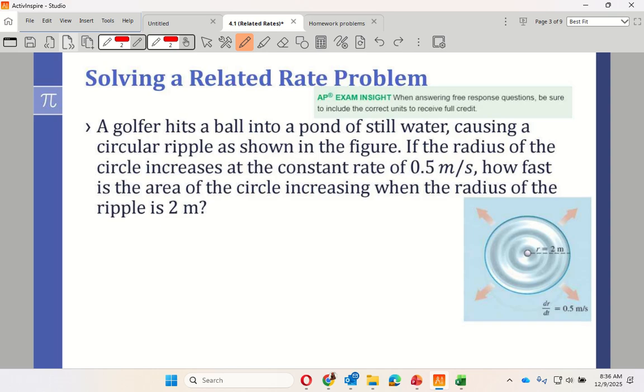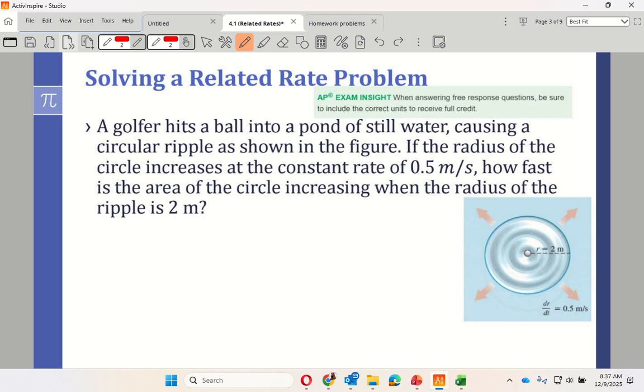A golfer hits a ball into a pond, still water, causing a circular ripple as shown in the figure. If the radius of the circle increases at a constant rate, okay, now pay close attention. The radius of the circle increases at a constant rate. That's important. How fast is the area of the circle increasing when the radius of the ripple is 2 meters? Now, let's start. Whenever we do these problems, start with what you know.